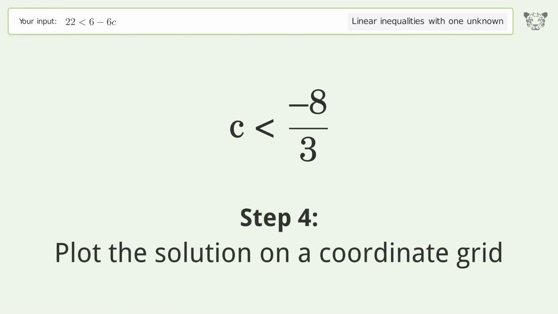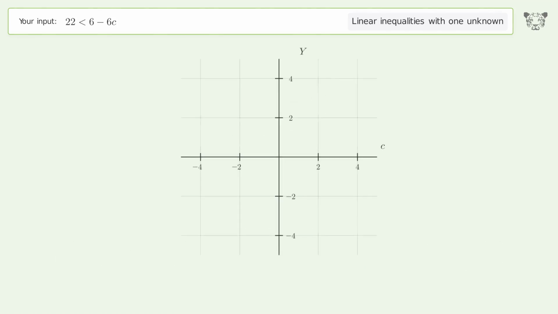Plot the solution on a coordinate grid. And so the final result is c smaller than -8/3 smaller than -22/3.